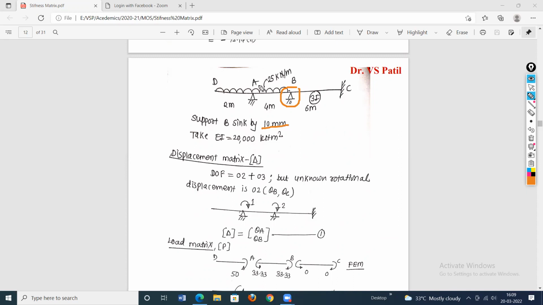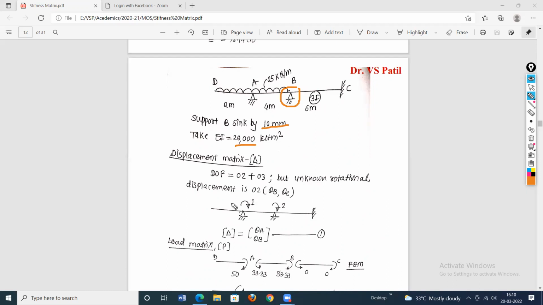Next, there is an overhang portion DA, and it is subjected to UDL. And next, again there is a variation in moment of inertia. So span BC has moment of inertia 3I, and the remaining spans have moment of inertia equal to I. Then the EI value is given as 20,000 kilonewton meter square.